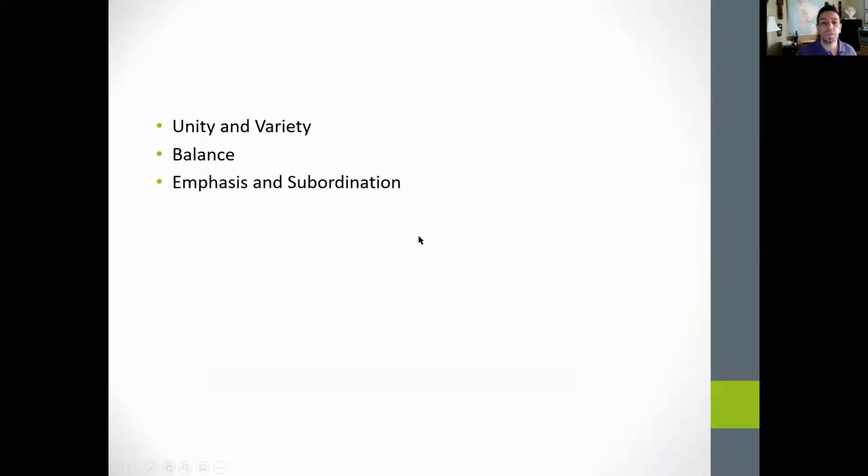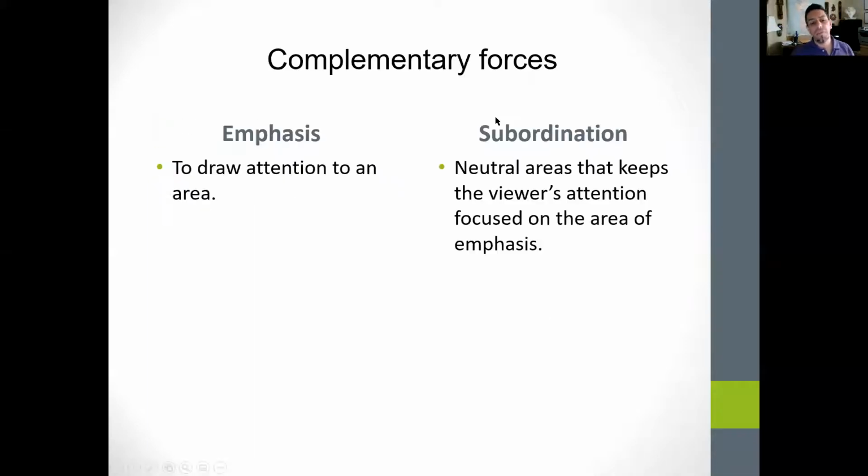Now, the next principle of design we're going to talk about is going to be emphasis and subordination. You have subordination in order for you to have emphasis, because emphasis is where your eye, your perception goes towards. So it's the area where your attention tends to be drawn to. Subordination is the neutral areas that keep the viewer's attention focused on that area of emphasis.